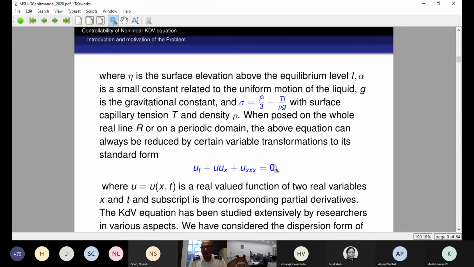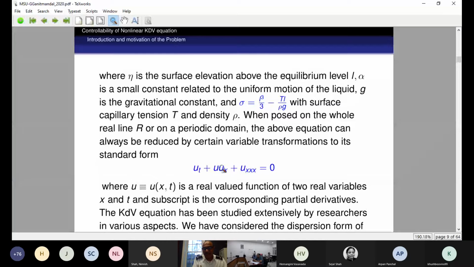G is a gravitational constant, and sigma is equal to L cubed by 3 minus TL over rho G, with the surface capillary tension T and the density rho. If you pose the same thing on the whole real line or on the periodic domain, the above equation, with the help of some transformation, can be reduced to this one. And that is nothing but the third order dispersion equation.